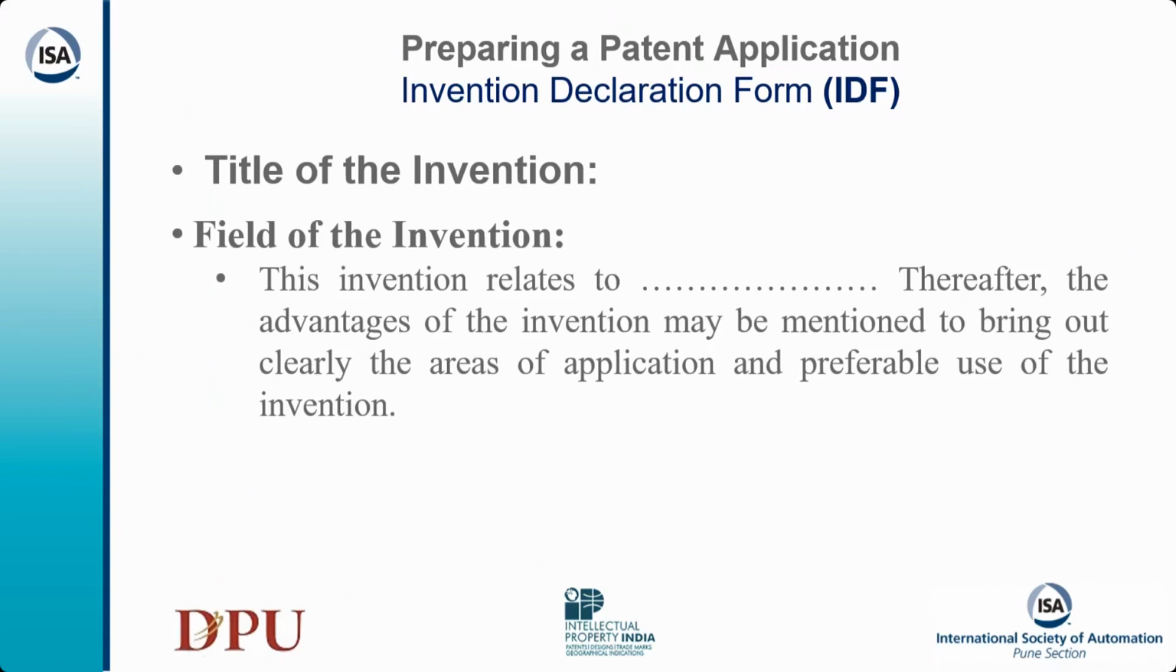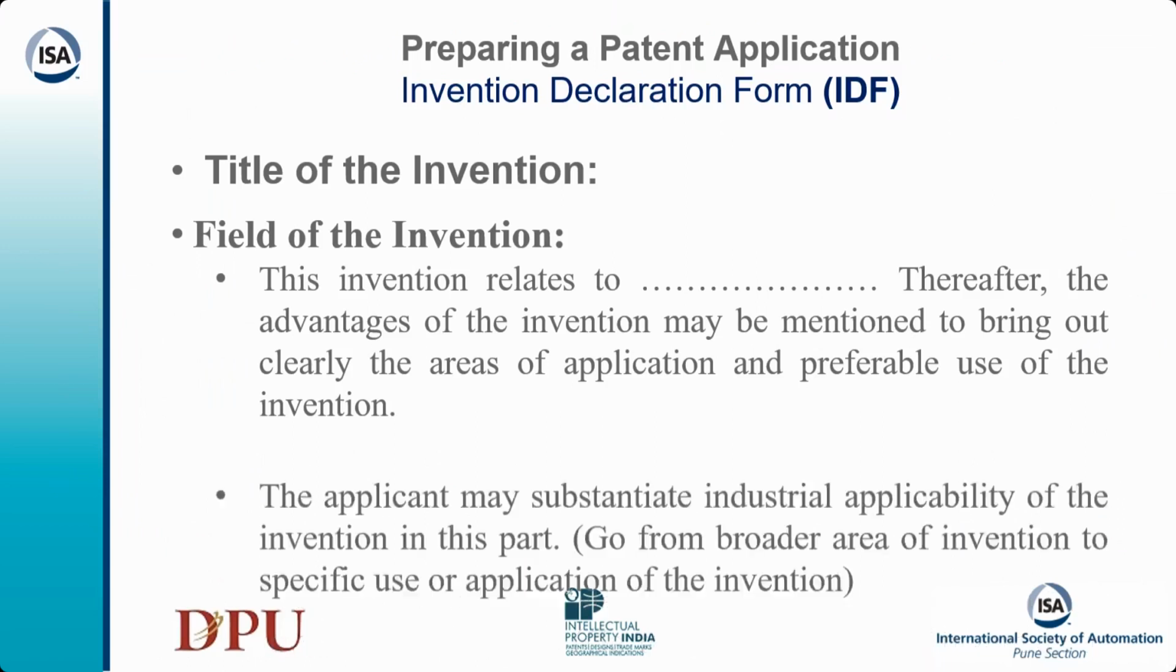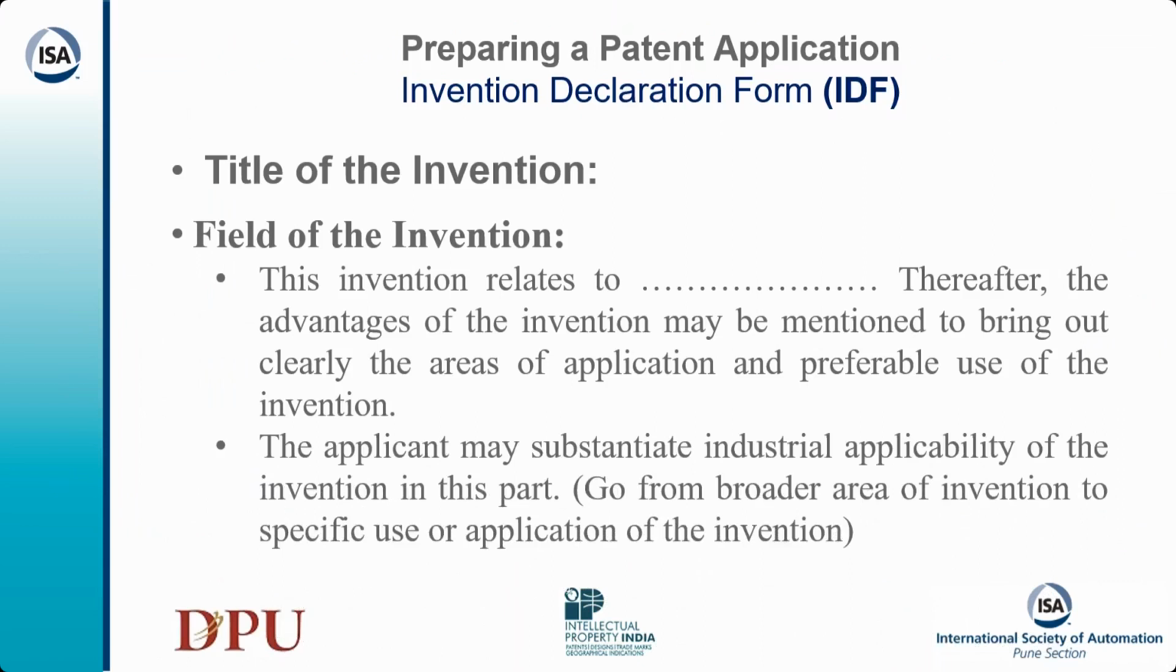If you write it more precisely and correctly, then whenever the patent evaluation is going on, this information will be very, very important for the evaluator. The applicant may substantiate the industrial applicability of the invention in this part. That means we have to go from the broader area of the invention to the specific use or application of the invention. So this is a very important part of the invention declaration form.